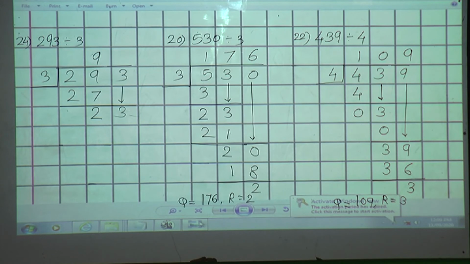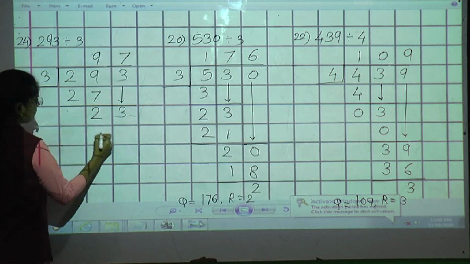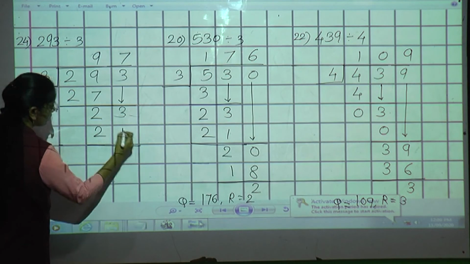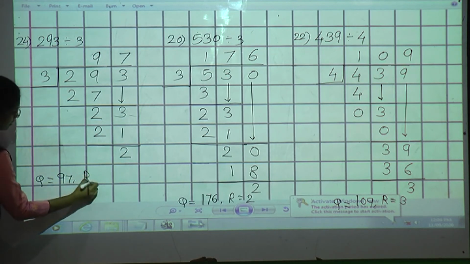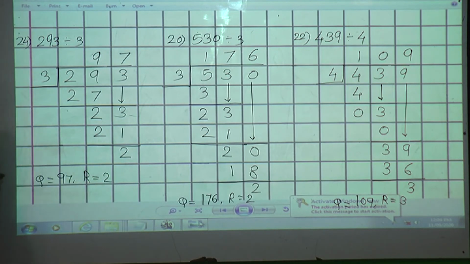See the table of 3, 23 is not there. So find out the smaller number than 23 in the table of 3. 3 sevens are 21. Now do the subtraction. 23 minus 21, 2. Okay, so what is the quotient here? 97 and remainder is 2. See students, always this remainder should be smaller than divisor. This thing you have to keep in your mind. 2 is smaller than 3 in this case. Okay, always whatever remainder we will get, that should be smaller than divisor.